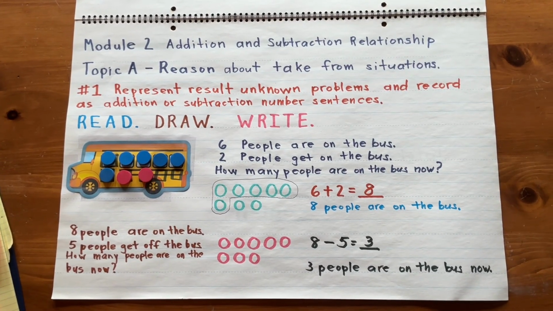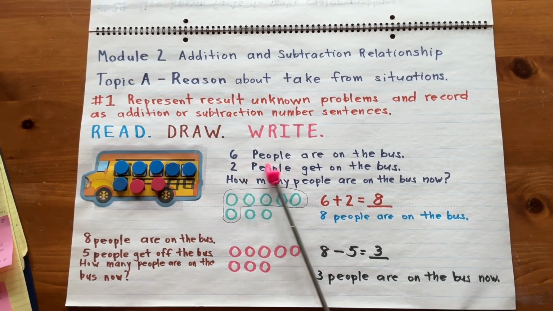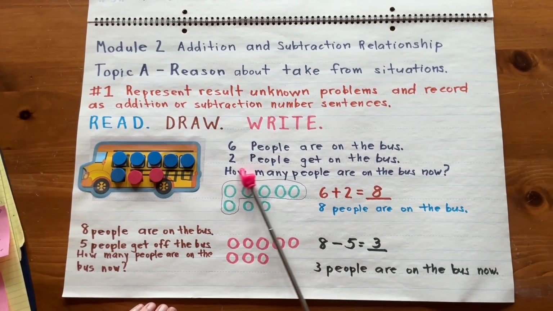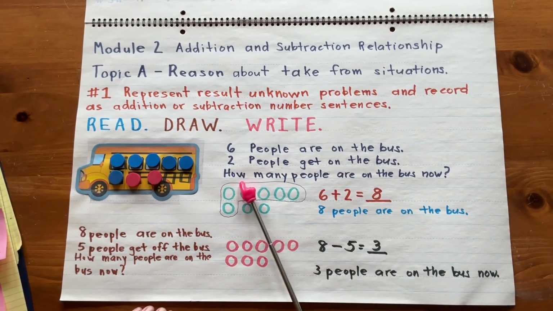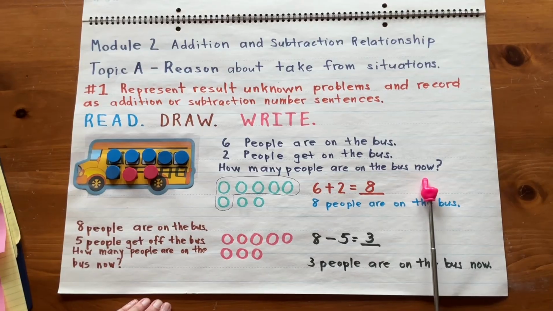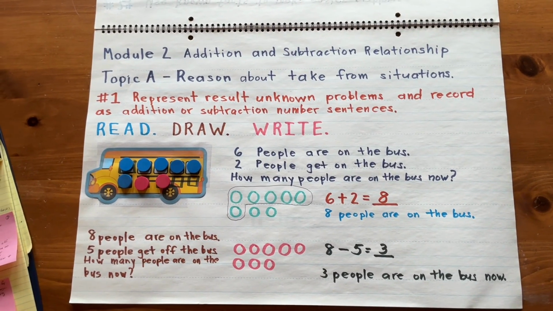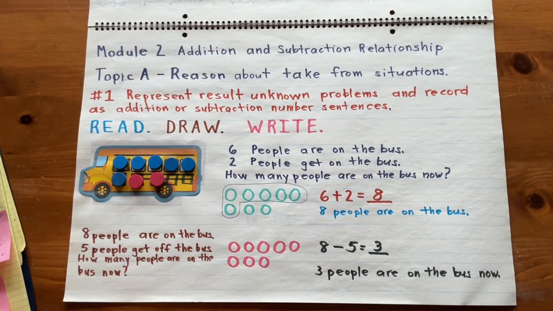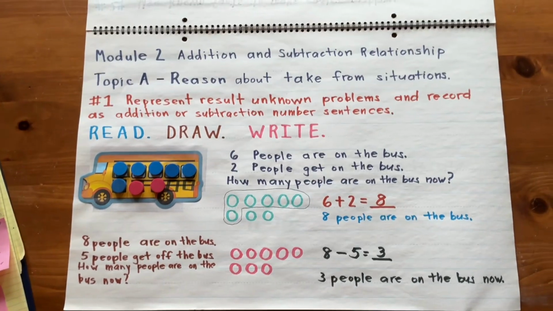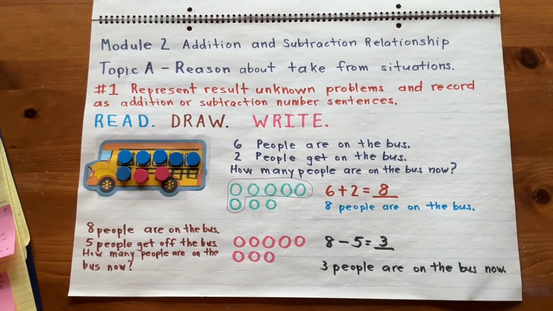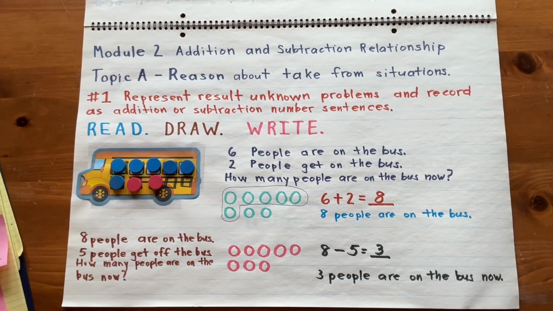And we're going to read the problem one more time. 6 people are on the bus. 2 people get on the bus. How many people are on the bus now? So if the scholars have this word problem in their book, I have them write on the word problem. What do we know from the word problem?